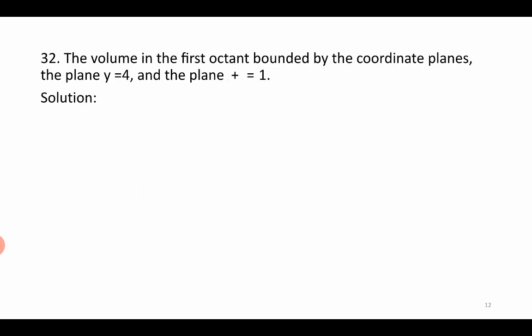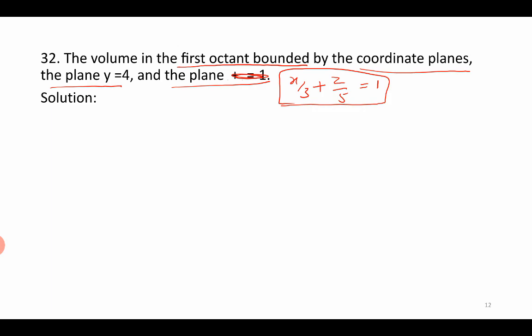Fine. The last problem, maybe the last problem next we are seeing. The volume of the first octant bounded by the coordinate planes and the plane y equal to 4 and z. Actually, this is not clear here, isn't it? This is x over 3 plus z over 5 is equal to 1. This is the equation, isn't it? From this one we will find z. Z is the function of x and y, the roof of the volume, isn't it?